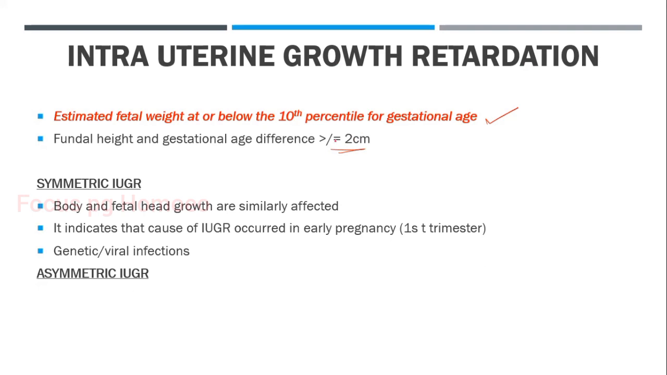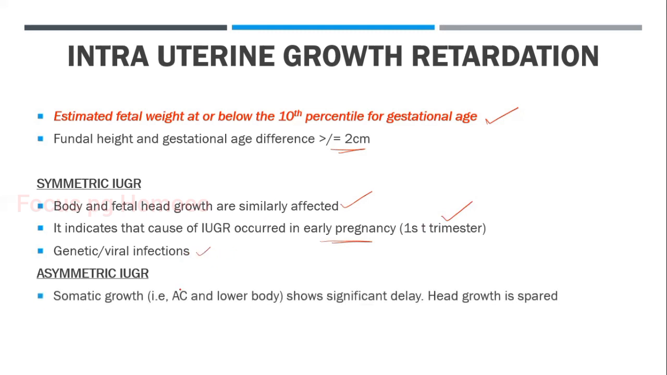In symmetric IUGR, the fetal body and fetal head growth are similarly affected. That means symmetrically the fetus is not growing. It indicates that the cause of IUGR occurred in early pregnancy, that means the first trimester itself. And here the most common causes are genetic or viral infections.